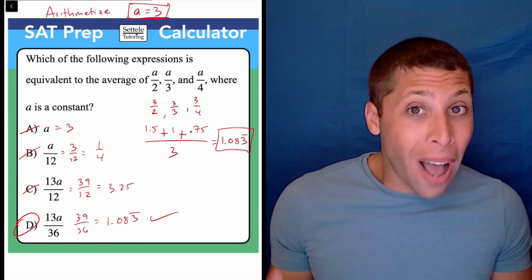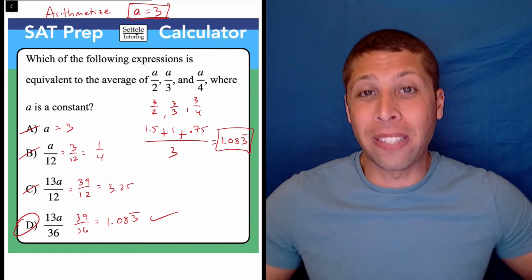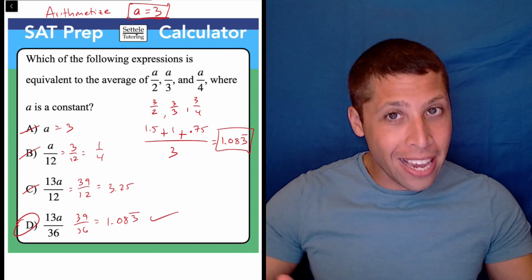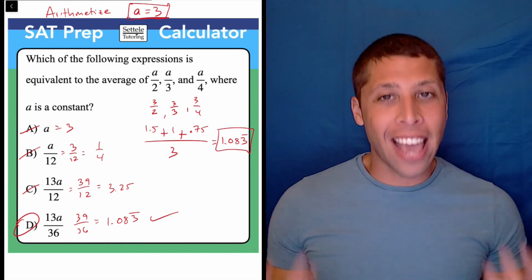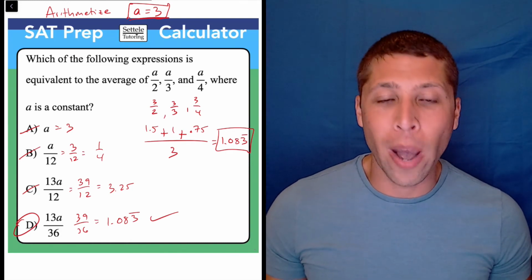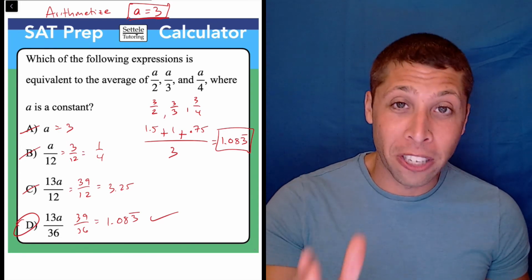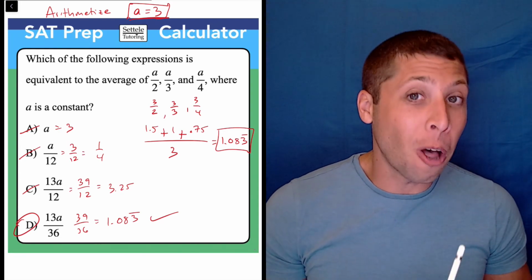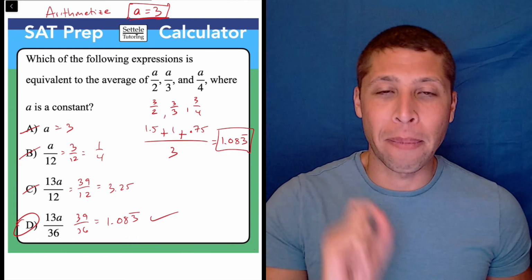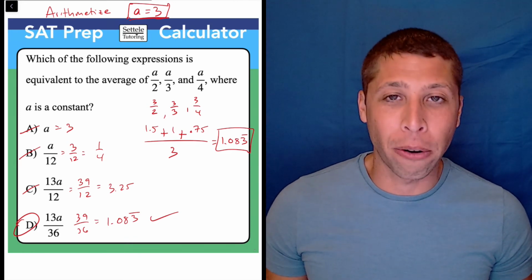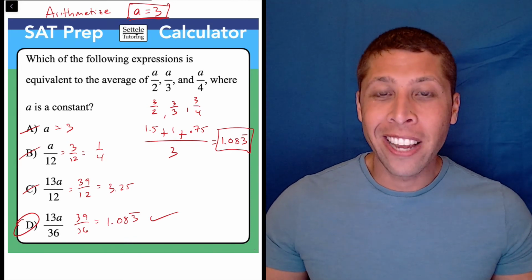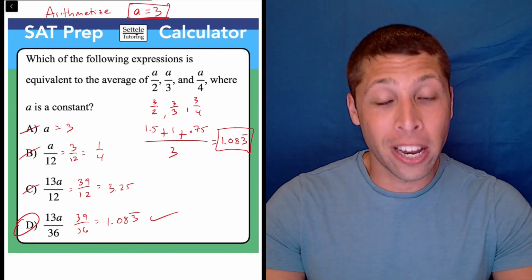Notice there's no algebra here, right? This is the point of arithmetize, is we know that algebra is going to be a pain. We want to get rid of it, and since a does not matter, we can just make it go away and use any number. If you had used a different number, you would have gotten different numbers along the way, but you would have gotten the exact same answer, and that's why arithmetize is so powerful. It just works, and it really makes questions that are hard much, much easier.